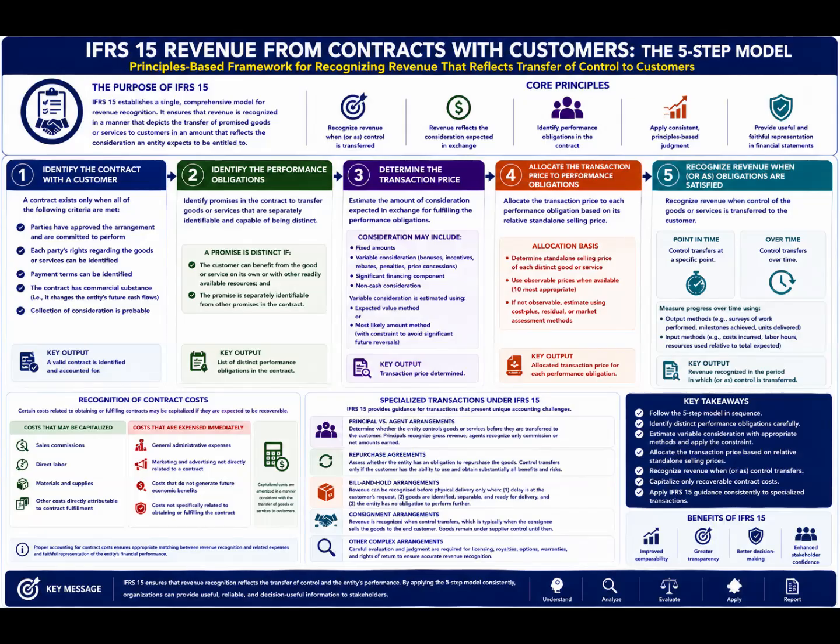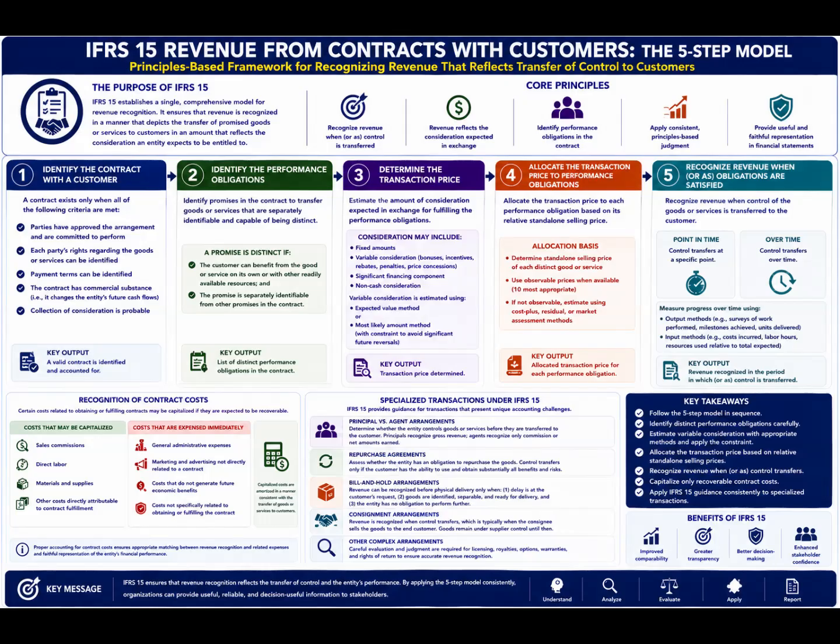This distinction prevents inappropriate capitalization while ensuring that financial statements properly reflect the economic substance of contractual activities. Proper accounting for contract costs contributes to improved matching between revenue recognition and related expenses. IFRS 15 also provides detailed guidance for specialized transactions that present unique accounting challenges.